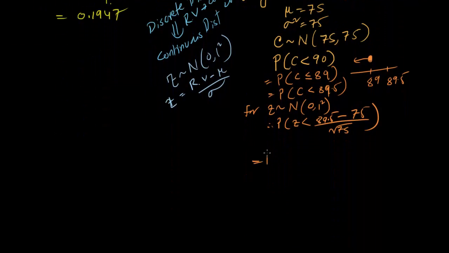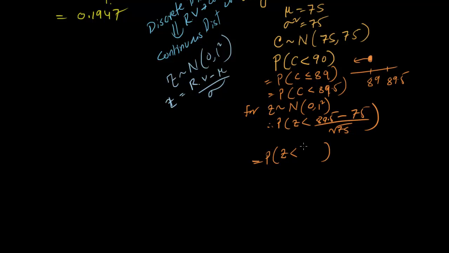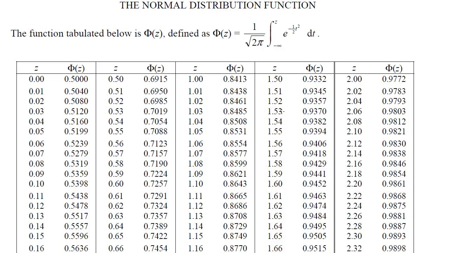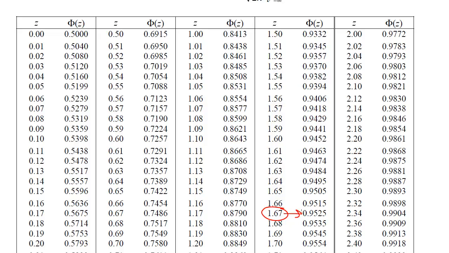So now we can do the calculation. So probability of z is less than, if we calculate this, 89.5 minus 75 divided by square root of 75, and the answer is 1.674. So 1.67. Now we have to look up the normal distribution table. So this is the standard normal distribution table and it is cumulative. That means everything is less than. So we have to look for 1.67 under Z. So this is 1.67 and the probability for 1.67 is 0.9525.